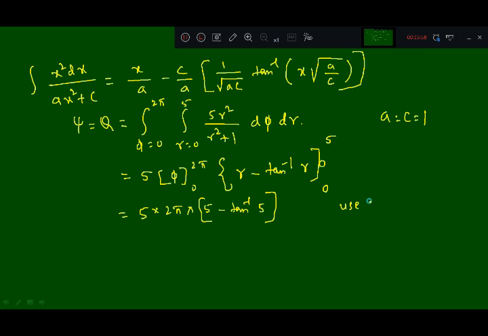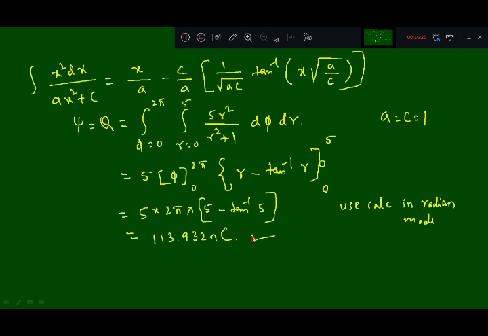Use a calculator in radian mode, then we will get the answer as 113.932 nanocoulombs.